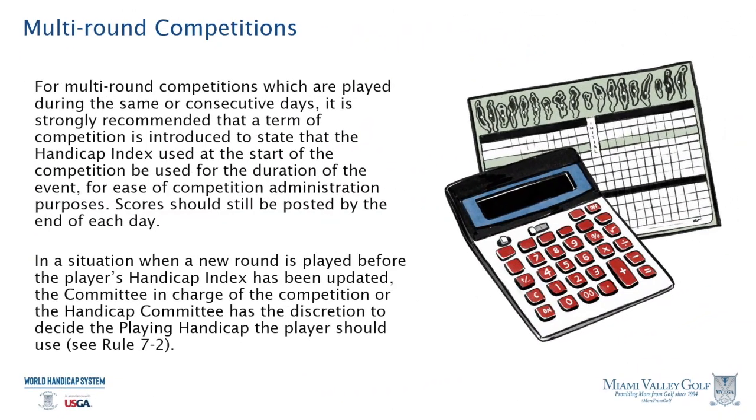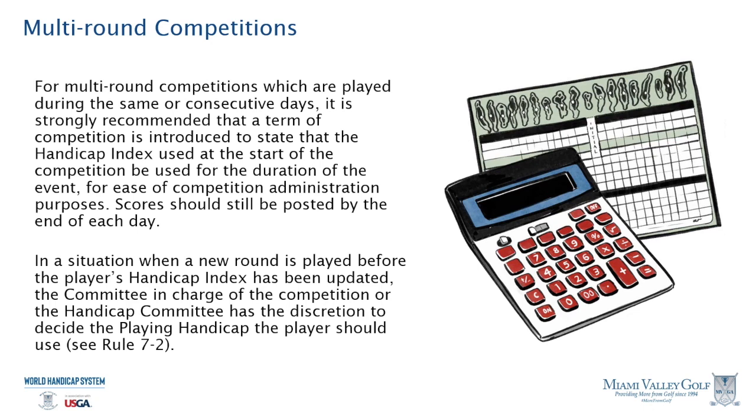And then from a multiple round standpoint, it's kind of up to you as to consecutive days. It's strongly recommended that a term of competition is introduced to state that the handicap index used at the start of the competition should be used for the duration of the event for ease of competition administration purposes. Scores should still be posted by the end of each day.